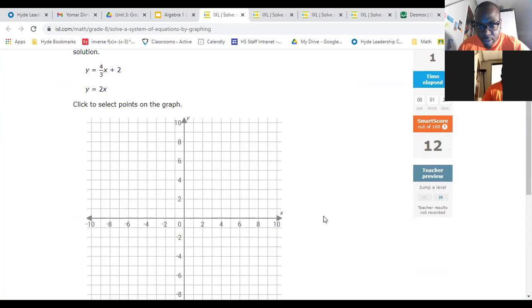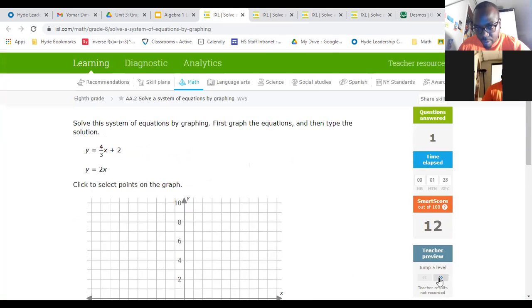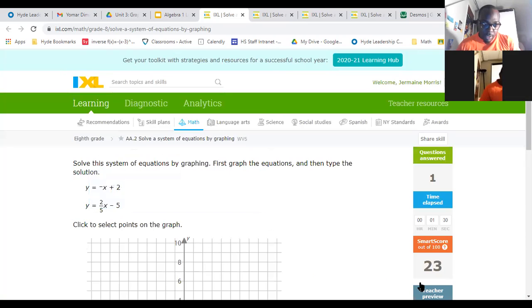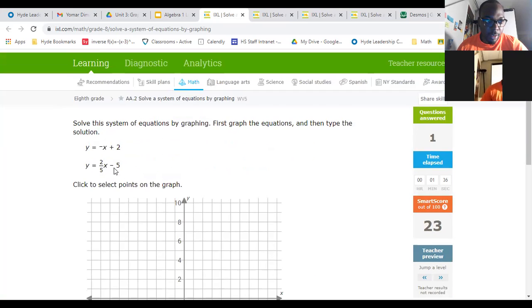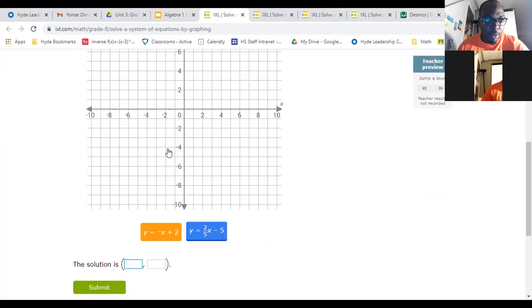All right, so let's go ahead and let's go up a level. So if we go up a level, this is similar to the first one that we did that wasn't recorded, but again, we can go ahead and do it. So here we have two graphs. What are my two graphs?